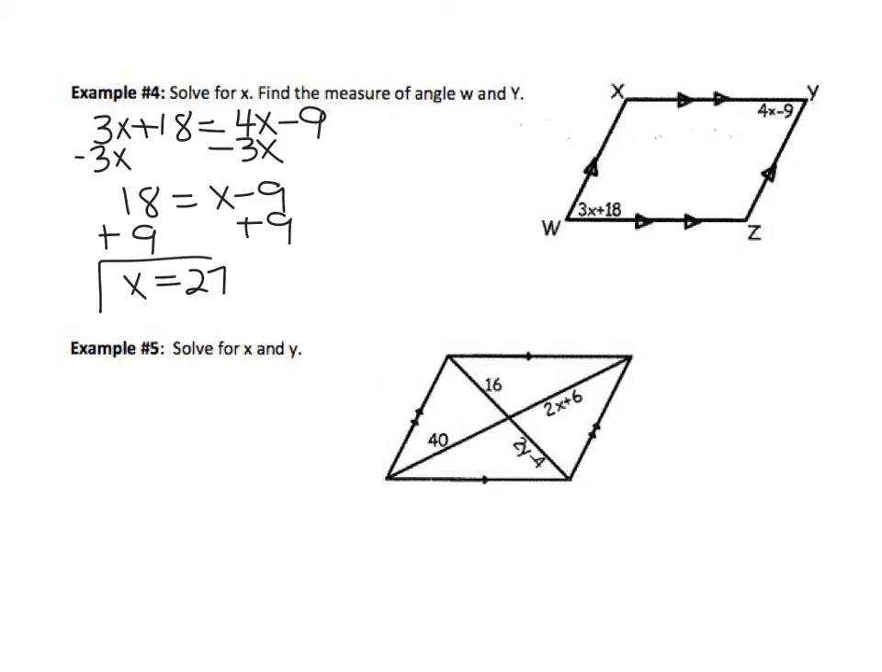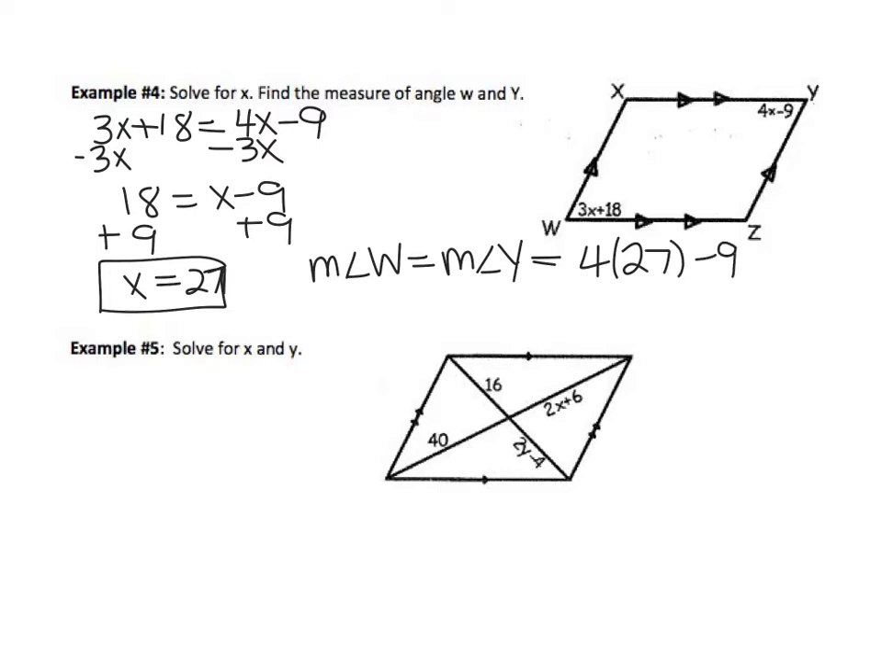So our first step is done. We've solved for x. Now we want to find the measure of our two angles. So we know they're going to be congruent. So I don't have to plug x into both expressions. I just need to plug it into one. And I'm going to go ahead and plug it into the 4x minus 9. So we're going to have 4 times 27 and then minus 9. 4 times 27 is 108 minus 9. So the measure of angles W and Y are 99 degrees.